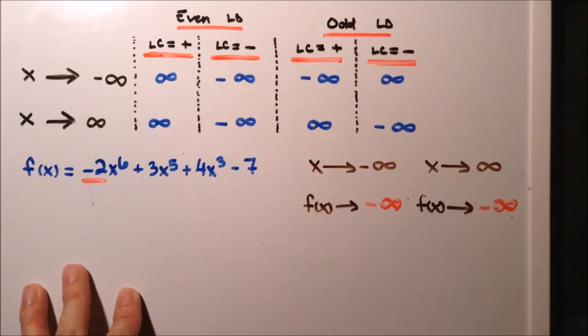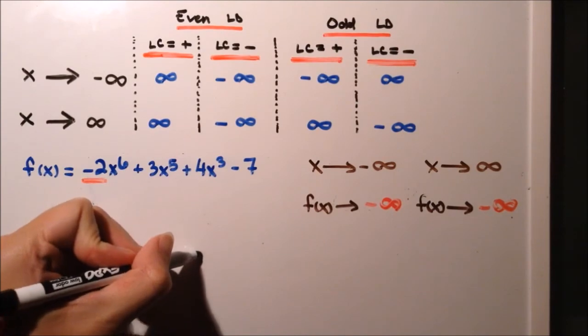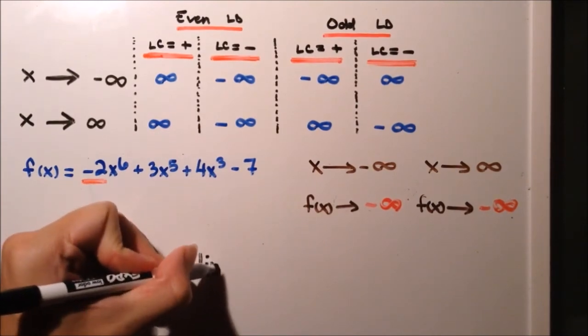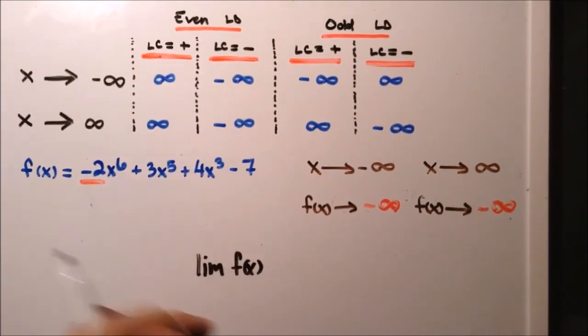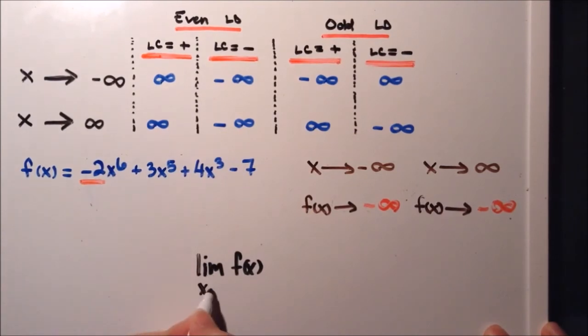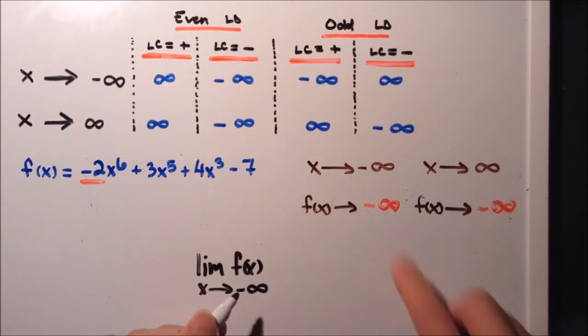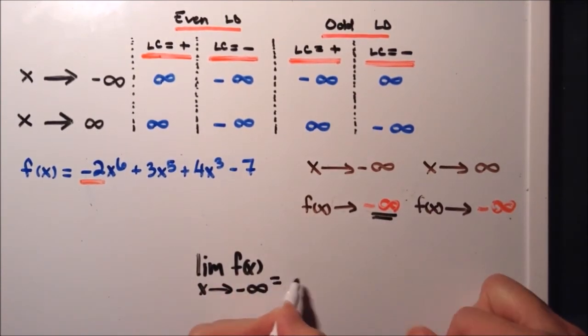So if I were to ask you for limit notation of the left side, I would write the limit of f of x. Again, I use f of x because that's what's given, as x approaches negative infinity, the left side, then it will equal negative infinity.